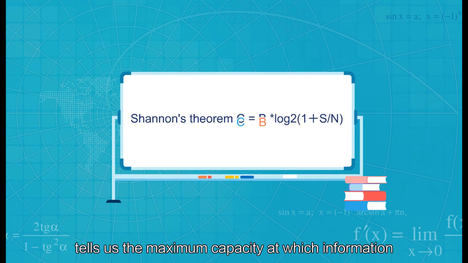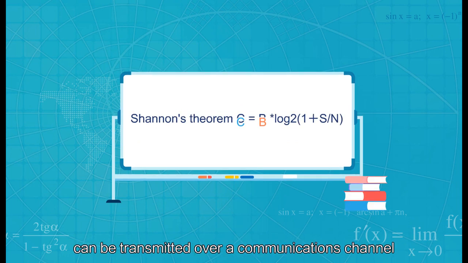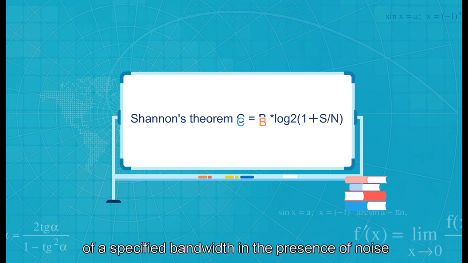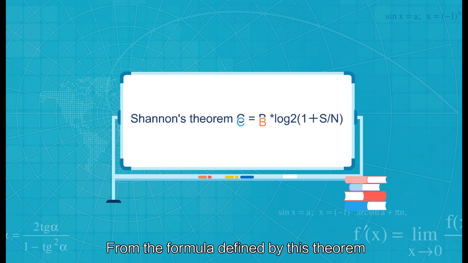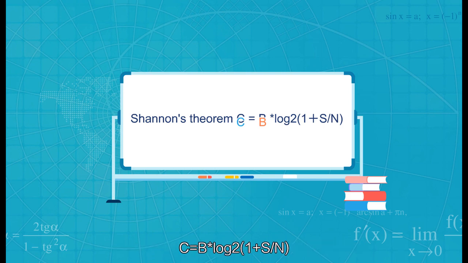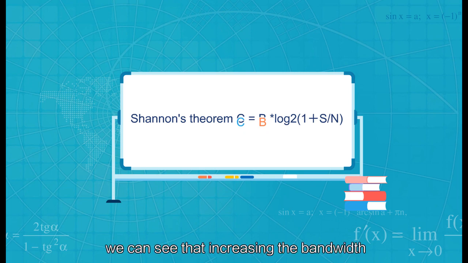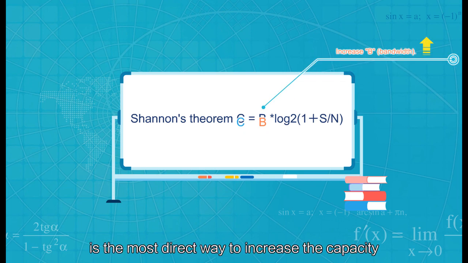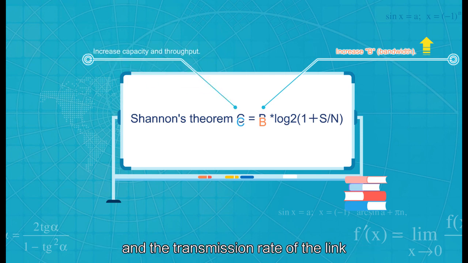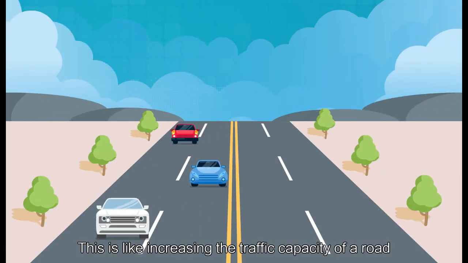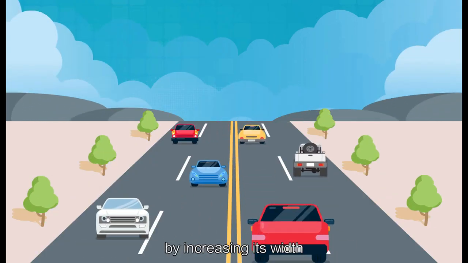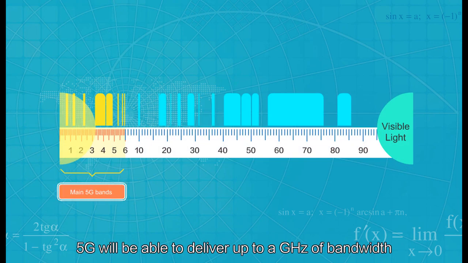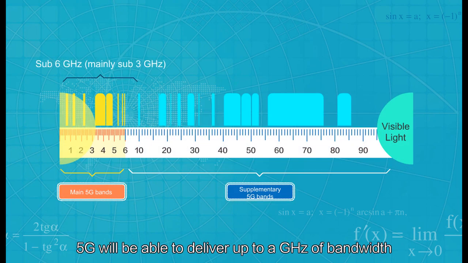Shannon's theorem tells us the maximum capacity at which information can be transmitted over a communications channel of a specified bandwidth in the presence of noise. From the formula defined by this theorem, C equals B times log2(1 plus S divided by N), we can see that increasing the bandwidth, B, is the most direct way to increase the capacity and the transmission rate of the link. This is like increasing the traffic capacity of a road by increasing its width. 5G will be able to deliver up to a gigahertz of bandwidth.